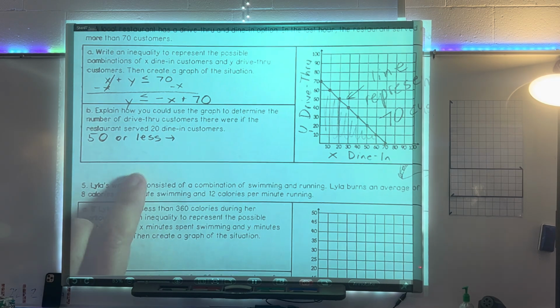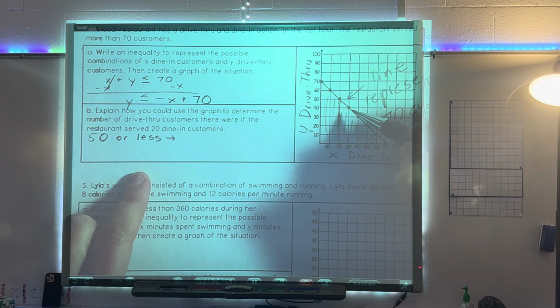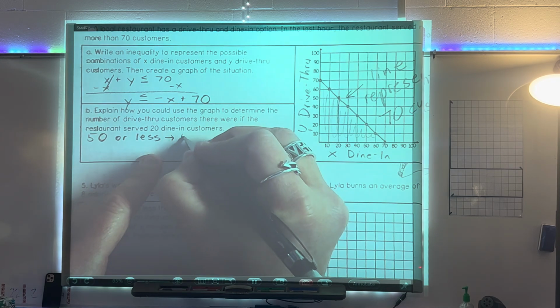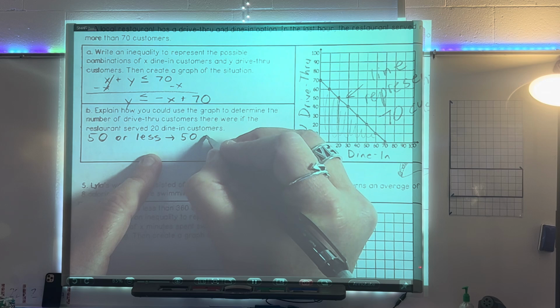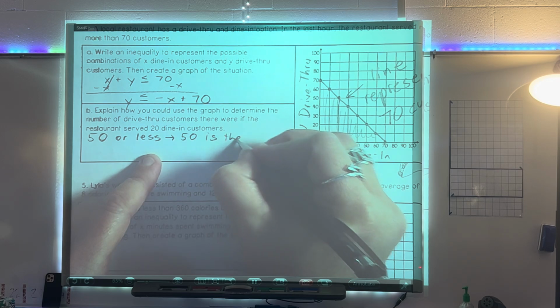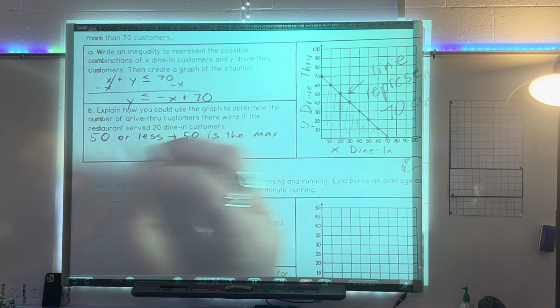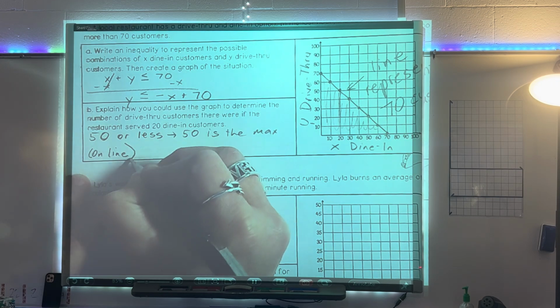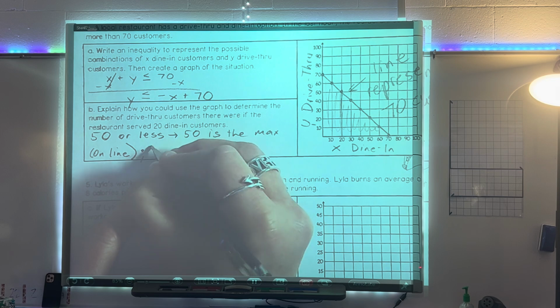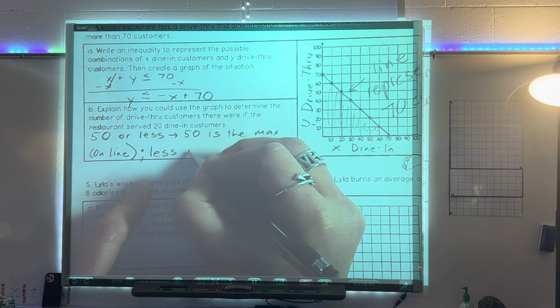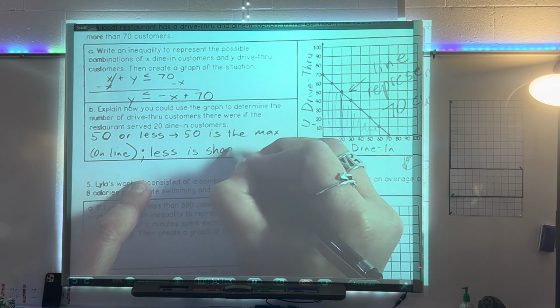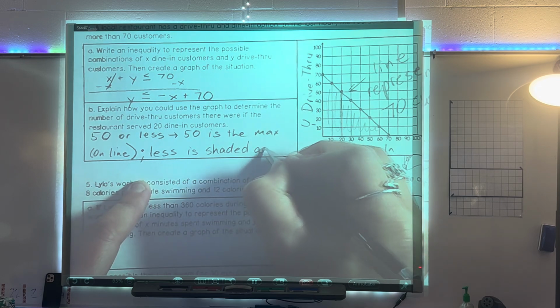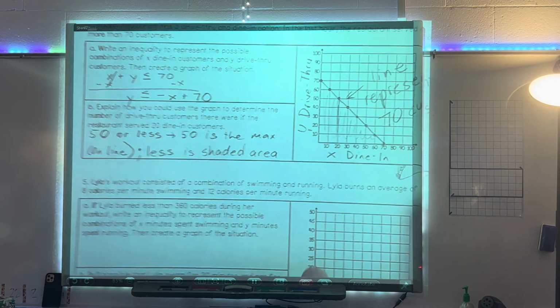Okay, one more thing. All right, here, 50 represents my max. It is on the line, and it's okay. Are we all right there? Yes, ma'am. Less than that is the shaded part, and all of those are okay, right? Yes, ma'am.